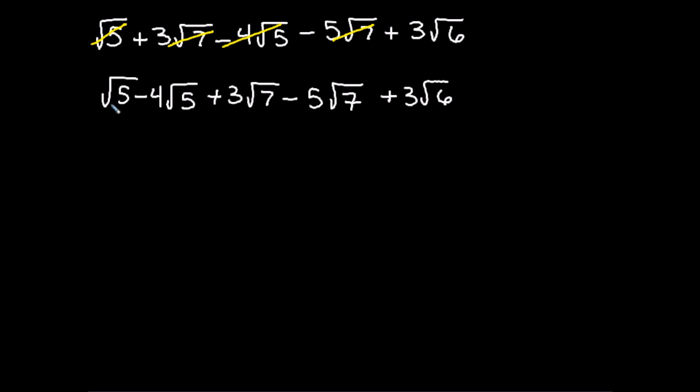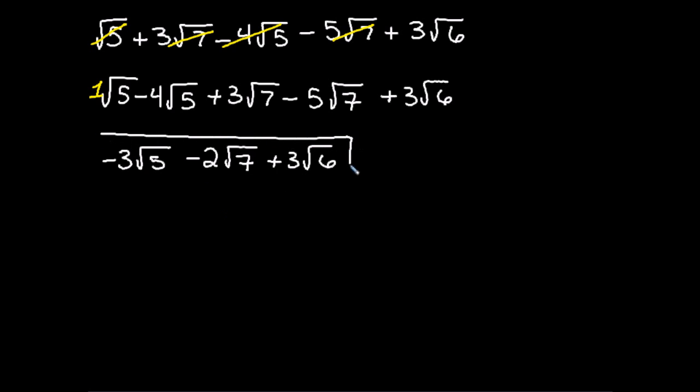Now I combine my like terms, remembering if there's no coefficient, it's an invisible 1. So I have 1 minus 4, that's negative 3. 3 minus 5 is negative 2. And then the 3 times the square root of 6 remains behind because it had no like terms. If my radicals don't match, before I can add or subtract them, I need to see if I can make them match.